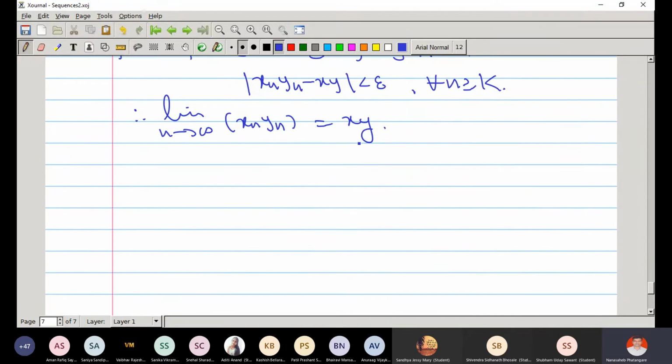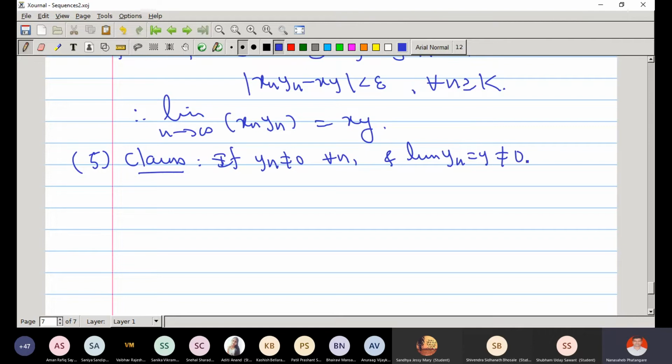So what is next? What is the claim? If yn is not equal to 0 for all n and the limit of yn is y, which is also non-zero, then what is our claim? This is our claim, right?